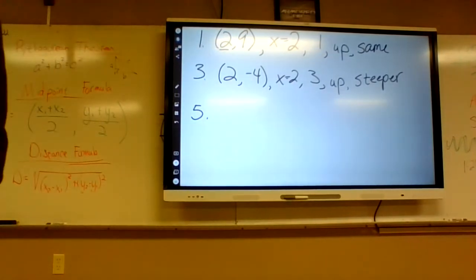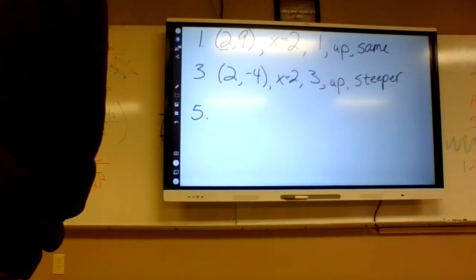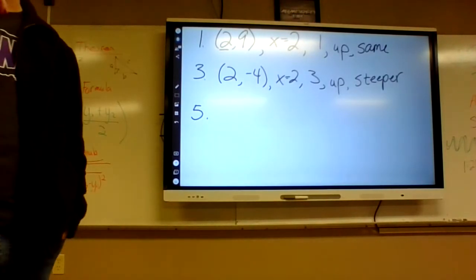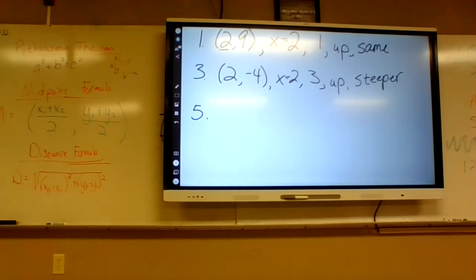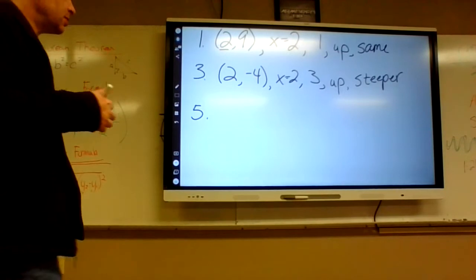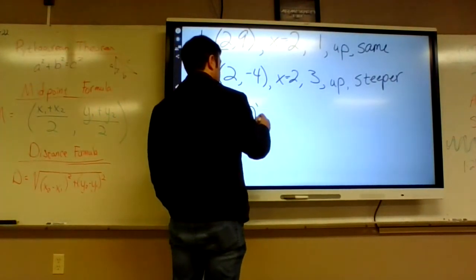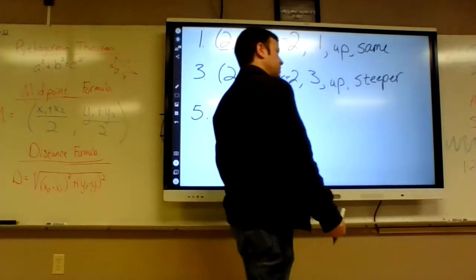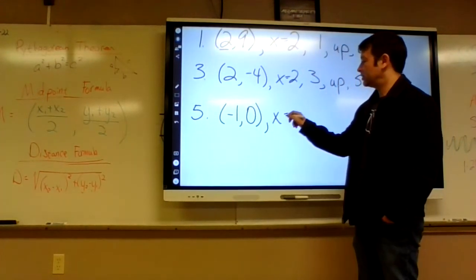Okay, number 5. So what does that plus 1 do to the graph? Left 1. Moves it left 1. And if there's no number out to the right of the parentheses, what does that mean? 0. It means it's not going to move up or down any. So it's negative 1, 0 where the vertex is going to be. What is the line of symmetry? Negative 1. X equals negative 1.